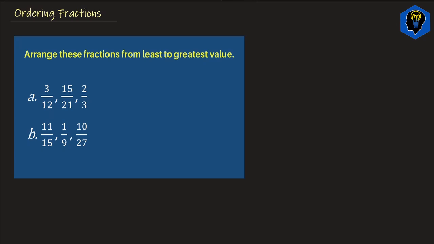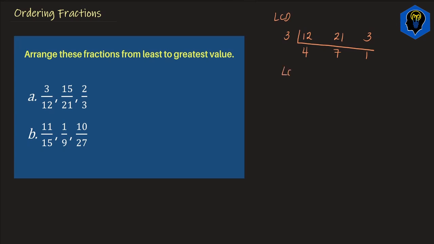And how do we convert? First, we get the LCD. So 12, 21, and 3. Ano ba yung common factors nila? So all of them can be divided by 3. 12 divided by 3 is 4. 21 divided by 3 is 7. And 3 divided by 3 is, of course, 1. Okay. Since 4, 7, and 1 has no other common factors except for 1, so we'll stop here.